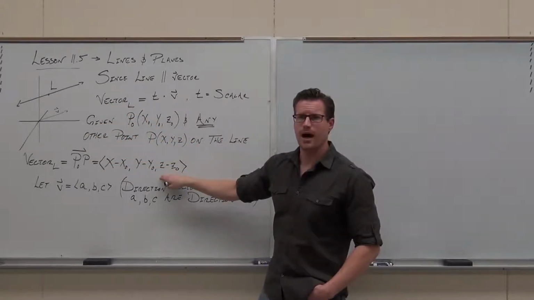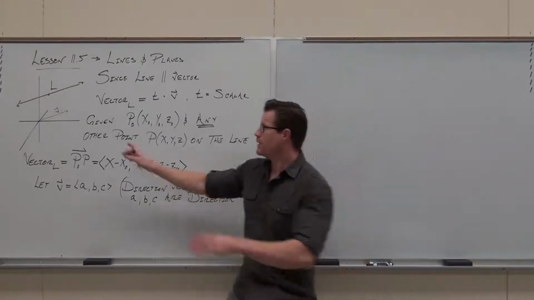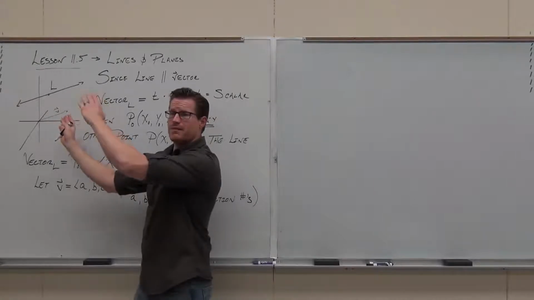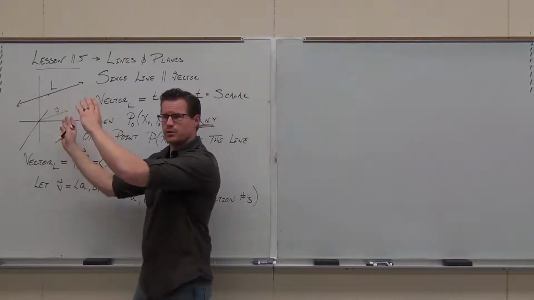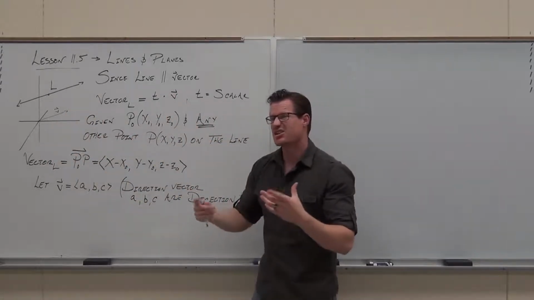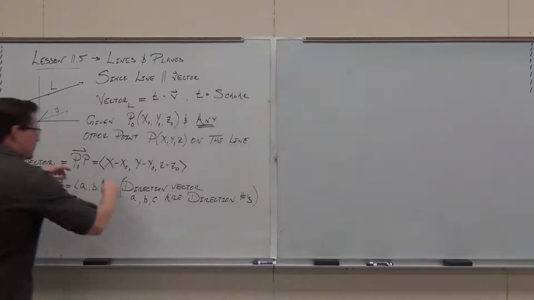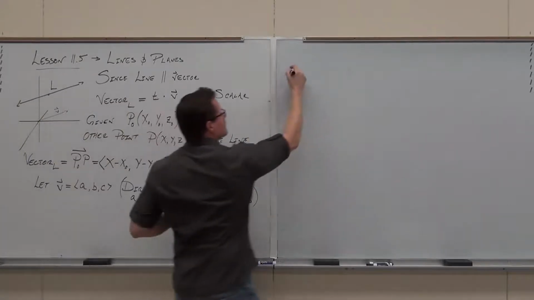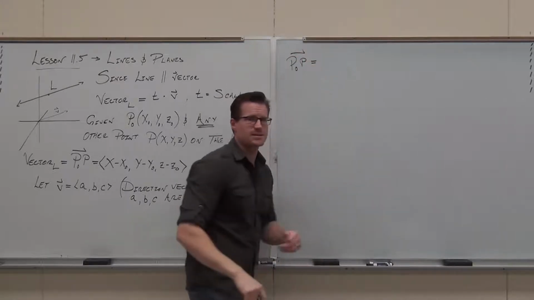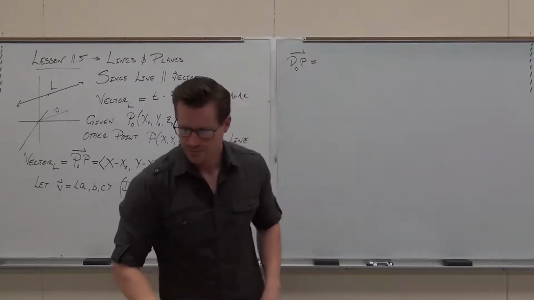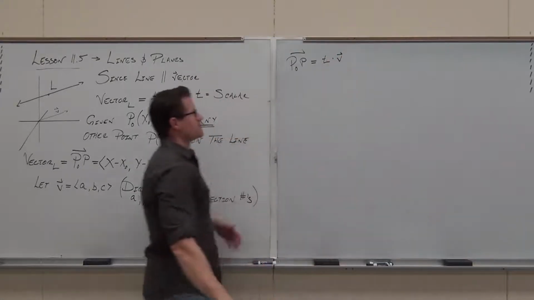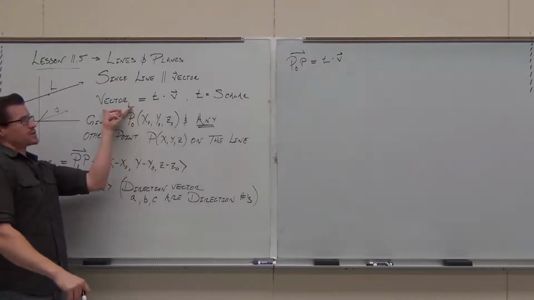Here's the whole point. I know that if this vector is in the same direction as my line, then they are parallel. If they are parallel, then they are scalar multiples. If they're scalar multiples, let's use t as the scalar, then here's what I know. The direction of my line, that's the vector of my line, has to be this. We literally have it right here.